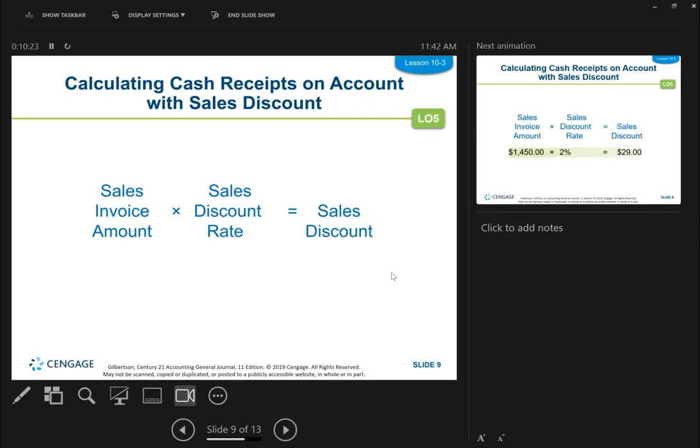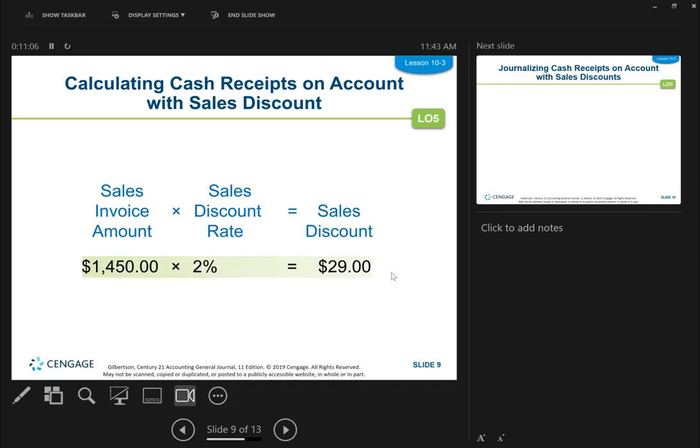So just as a quick refresher, if we have a discount, like a cash discount, and we want to calculate that, the sales invoice times the sales discount rate as a decimal is going to equal the sales discount. So if there's a 2% discount on $100, the cash discount is $2, right? 100 times 0.02. Everybody's okay? So we have $100 of cash coming in, 98 is going to go to sales, 2 is going to be the cash discount for a total of 100, right?